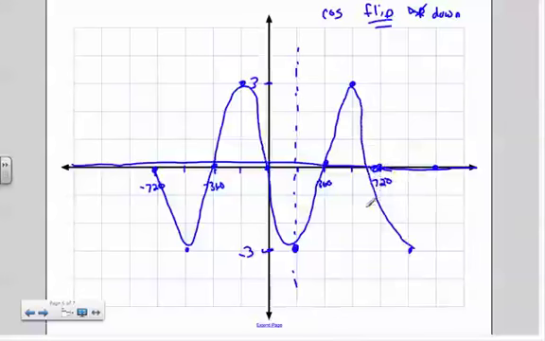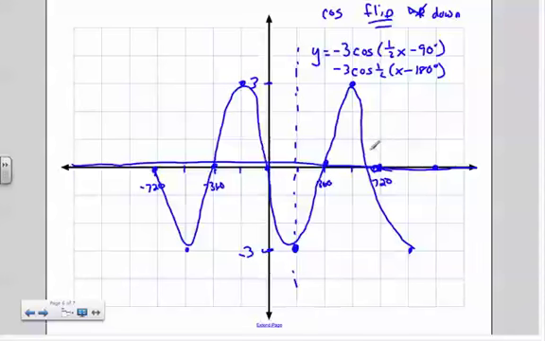And there's my graph. This is y equal to -3 cos of 1/2 x minus 90 degrees. I labeled it with the original equation. It wouldn't be wrong if you labeled it with the equation that we took the 1/2 out of.